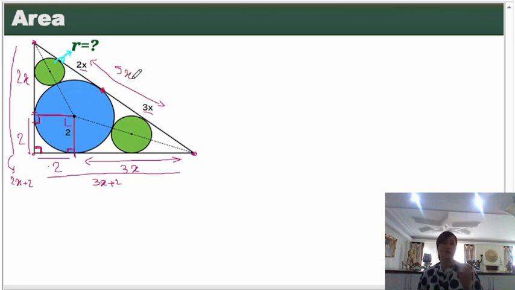Now I try to use the Pythagoras theorem that says hypotenuse to the power of 2, which is 25x squared, equals the sum of the other sides squared. That means 2x plus 2 to the power of 2, plus 3x plus 2 to the power of 2.